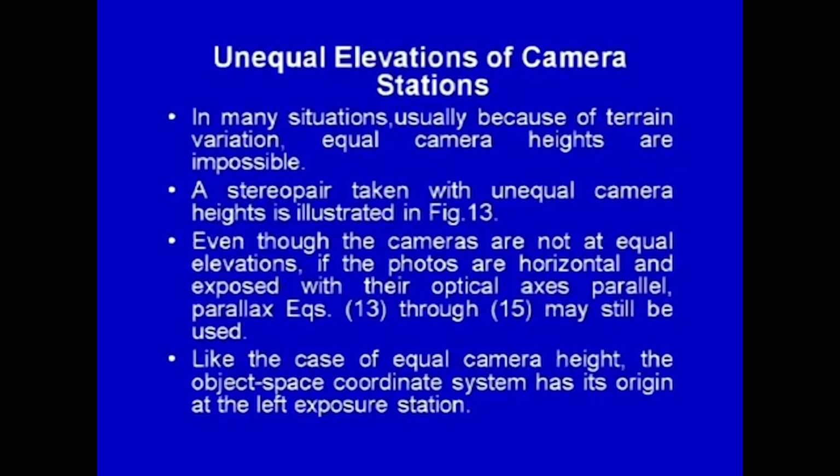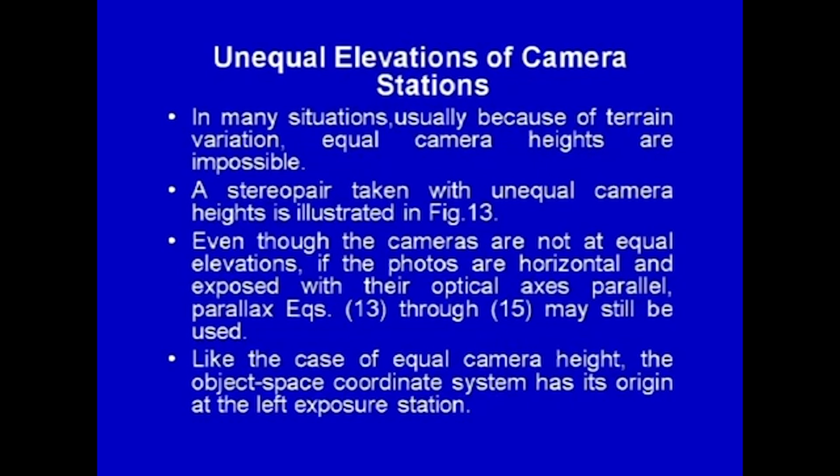Now, let us look at the second condition wherein it is unequal elevations of camera stations. In many situations, because of terrain variation, equal camera heights are impossible. A stereo pair taken with unequal camera heights is shown in the figure. Even though the cameras are not at equal elevations, if the photos are horizontal and exposed with their optical axes parallel, parallax equations 13 through 15 may still be used.